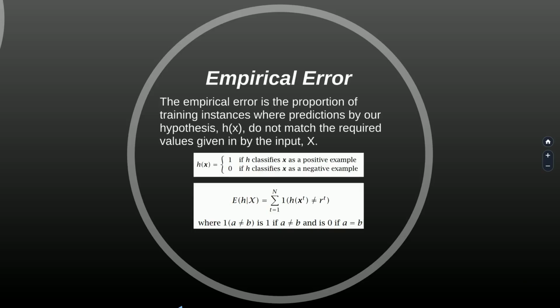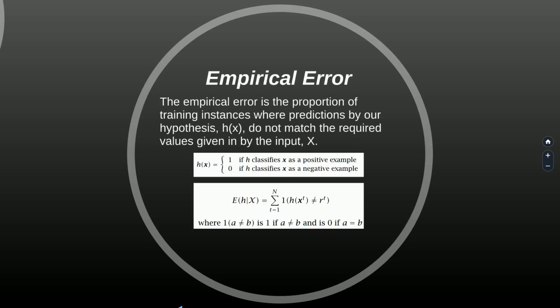And the empirical error is the proportion of training instances where predictions by our hypothesis h of x do not match the required values given by the input x. So again, we need to find the values of these four parameters given the training set to include all of the positive examples and none of the negative examples. So here our hypothesis h of x is going to be 1 if it classifies it as a positive example, and then 0 if it's classified as a negative example.